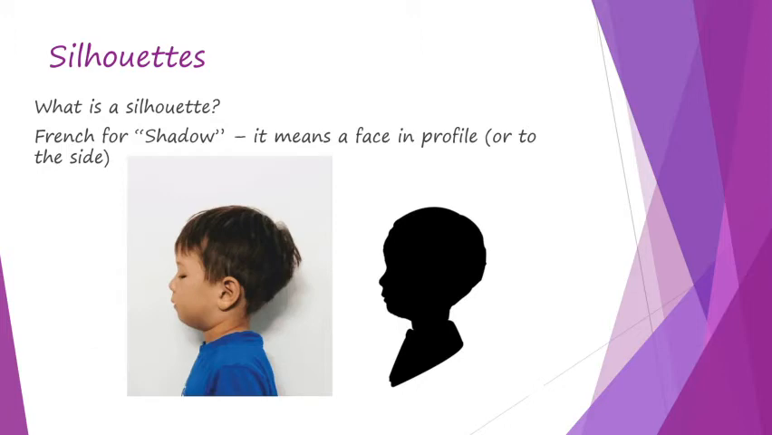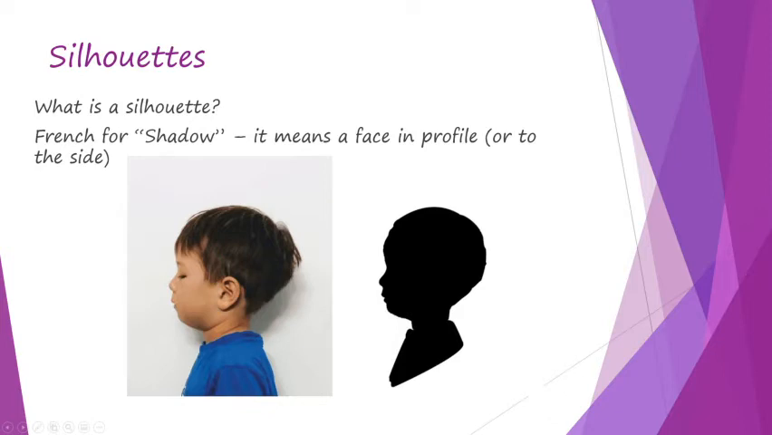What is a silhouette? Silhouette is the French word for shadow. It means a face in profile or to the side. And you can see this adorable little guy down here is modeling for us. He's turned to the left so you can see the outline of his nose, his lips, his chin, and the back of his head all the way around. And this is the artist's rendition of his silhouette.